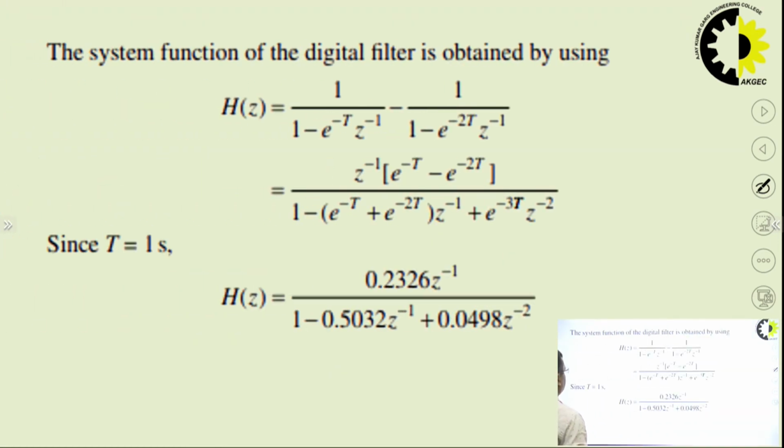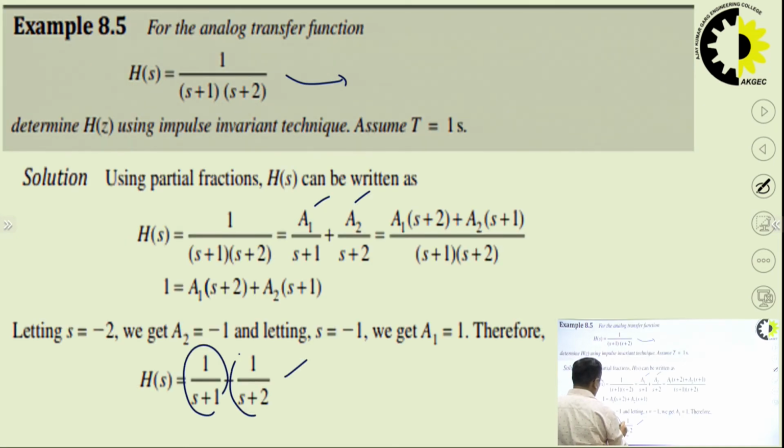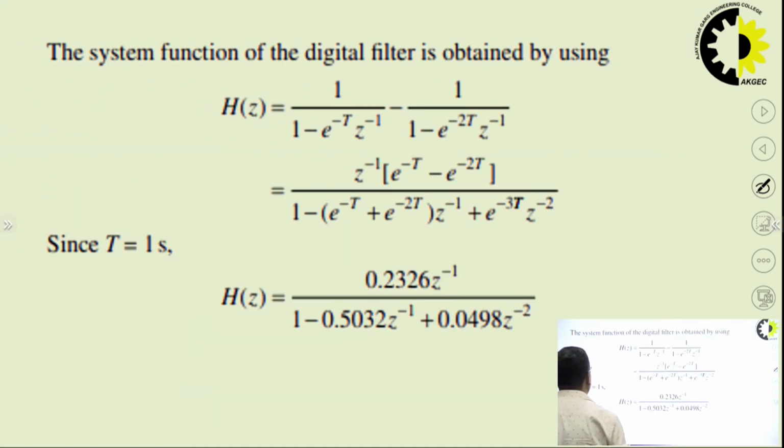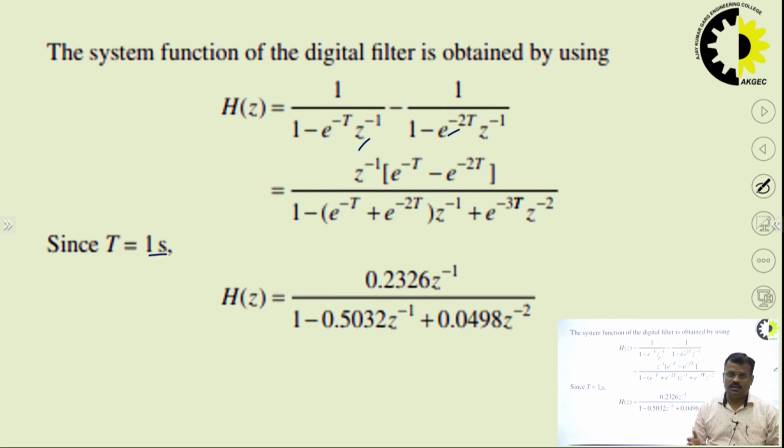Now you know H of Z. Correspondingly, these are both linear factors. So directly you can put this into the Z form by the first formula for linear factor. So it will be 1 upon 1 minus e to the power minus t Z inverse, minus 1 upon 1 minus e to the power minus 2t Z inverse. Now you take the LCM of these two and solve this, and at the last you have to put t is equal to 1 second. Generally t is given in the question in the impulse invariant method. If it is not given or any other conditions are not given, then you can assume t is equal to 1 second.